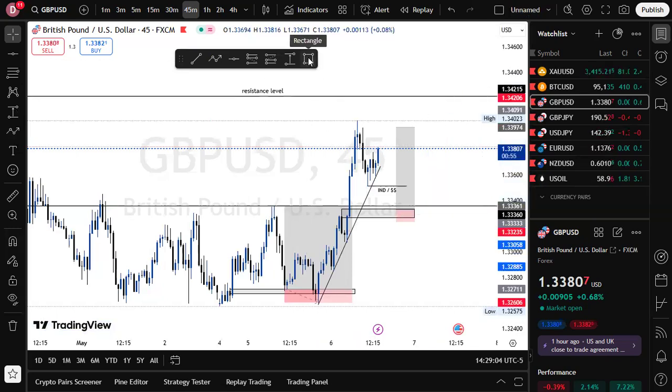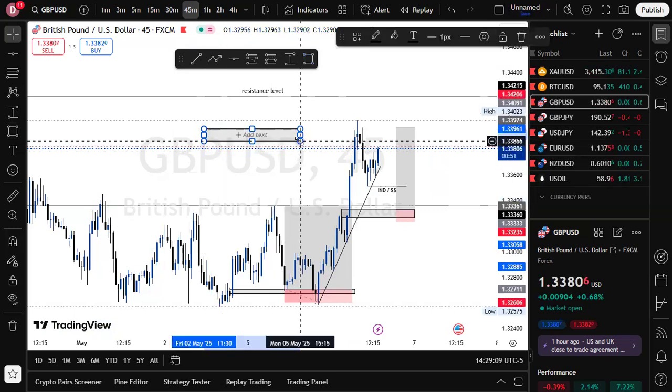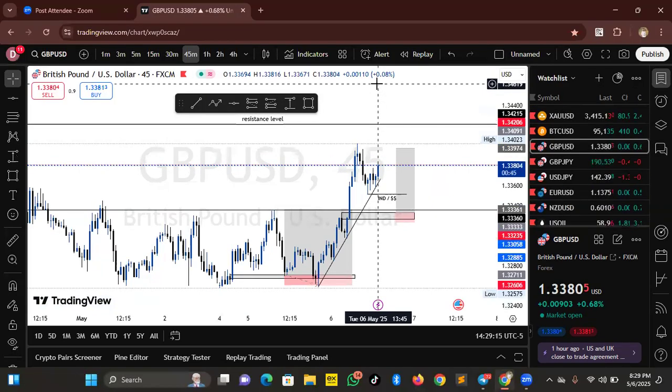And then rectangle, you have seen me using that while explaining. I just use this to mark out some of my levels. I'm going to explain all this later. So this is just how to use this. We only have a few minutes.